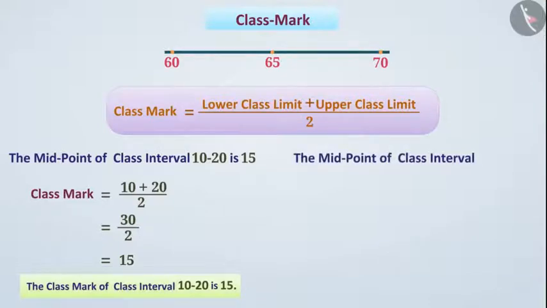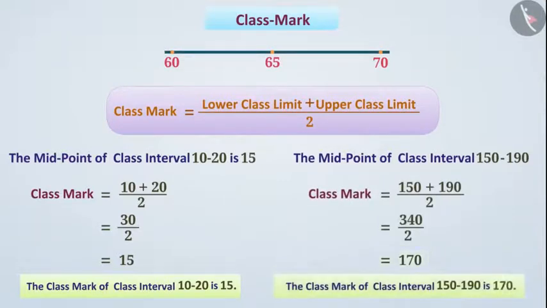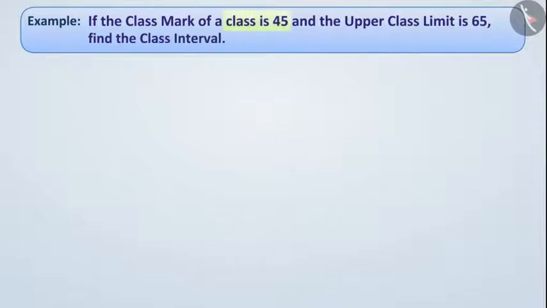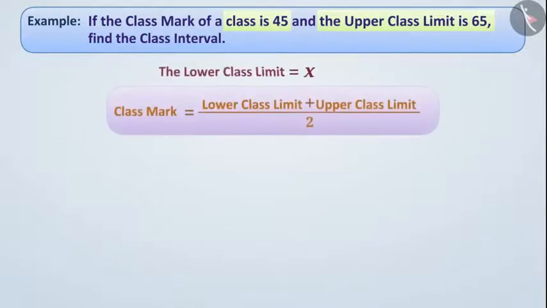Similarly, can you tell what will be the class mark of class interval 150 to 190? Think. Absolutely right. Its class mark is 170. Let us now see some examples related to this. Example: if the class mark of a class is 45 and the upper class limit is 65, find the class interval. Here the class mark is 45 and the upper class limit is 65. Let x be the lower class limit.